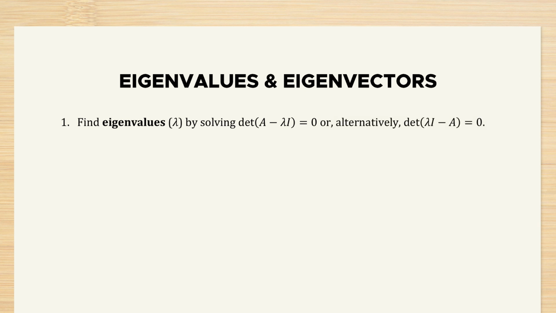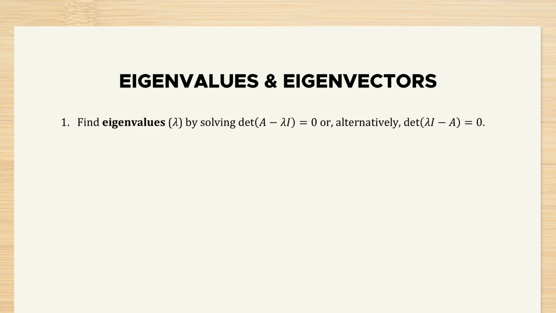An equivalent version of the characteristic equation has lambda I minus A instead of A minus lambda I. Whether we go A minus lambda I or lambda I minus A, it's personal preference. I was taught to go A minus lambda I, so I use that by habit.